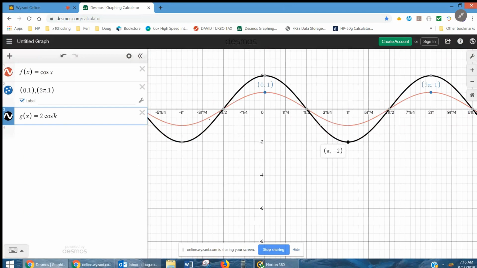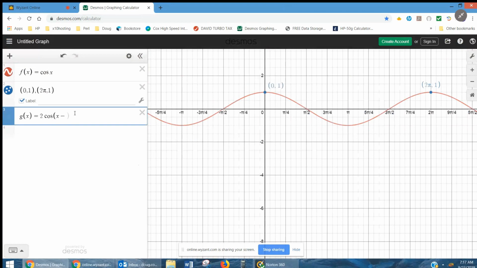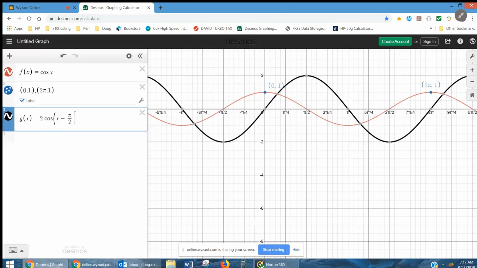Now we're going to phase shift that pi over 2 to the right, which means we use the opposite sign that you might think is going to happen. There's a phase shift pi over 2 to the right. So in other words, this blue point 0, 1 got shifted to the right pi over 2, but it now has an amplitude of 2 units above the midline.